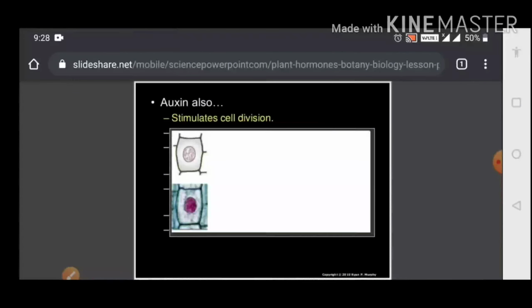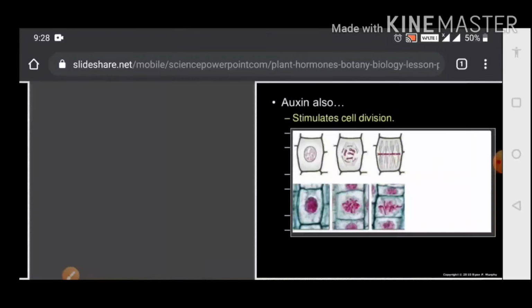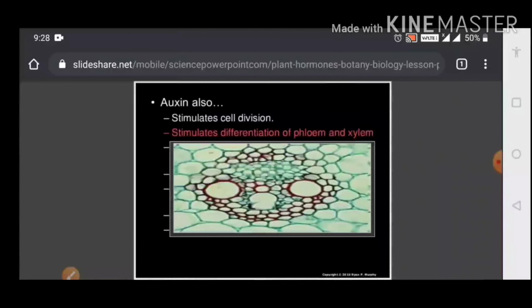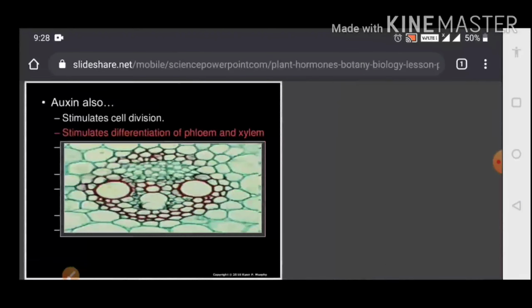These auxins, they have got another function which is stimulating cell division. So if we spray or if we give auxin to plants, these plants will divide the cells very fast. See, so fast the cells are dividing. So many cells have been formed from a single cell. This auxin also stimulates differentiation of phloem and xylem. We have studied differentiation in class 9. Differentiation of tissue means from one kind of tissue, formation of more than one kind of tissues are seen.